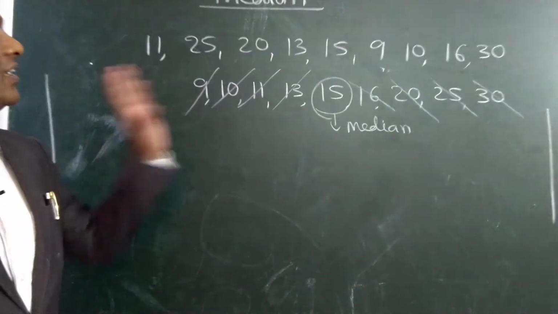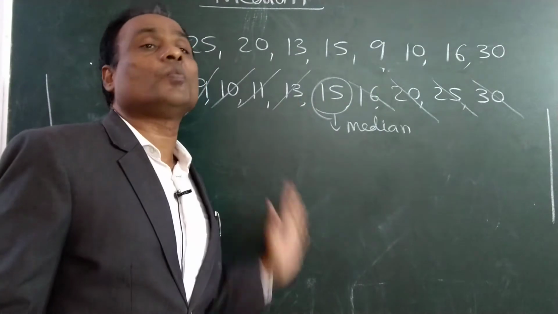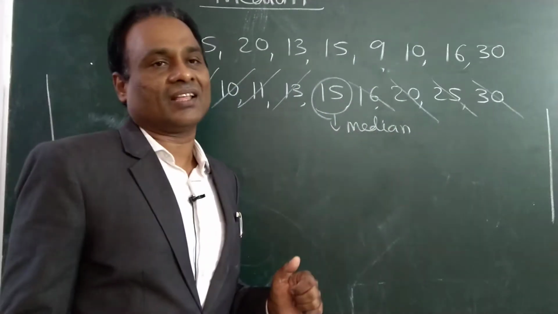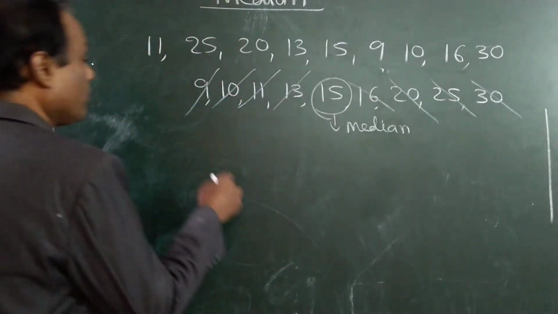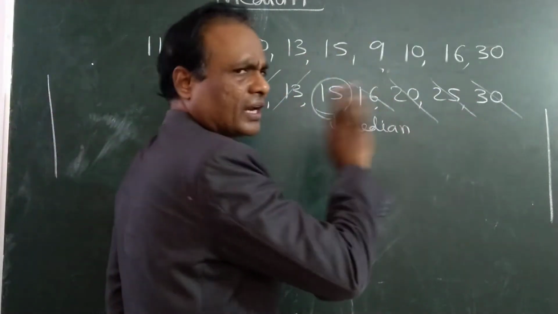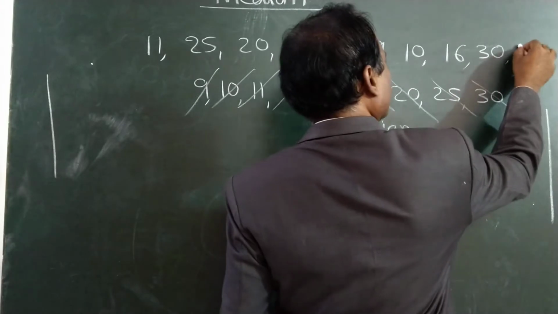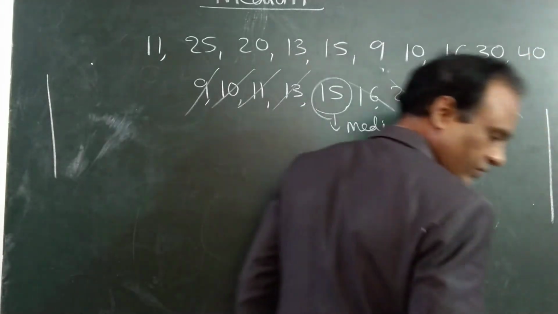That is the procedure for ungrouped data, which you studied in the 9th class. Suppose you get two middle observations. Suppose I gave one more number, don't write this, I will explain once afterwards. Suppose we have one more number, say 40.